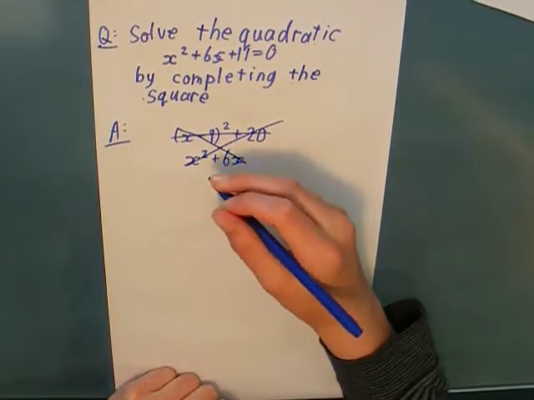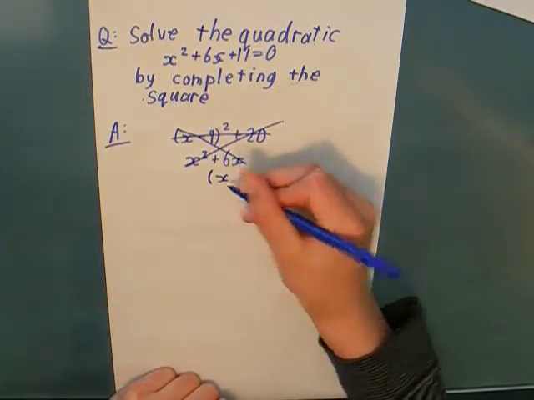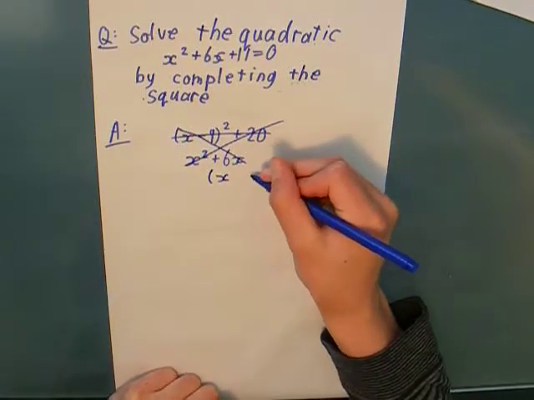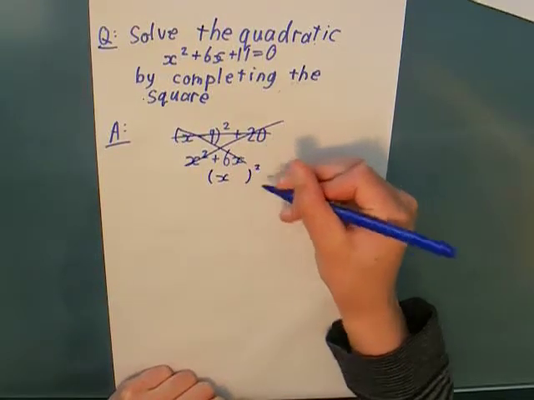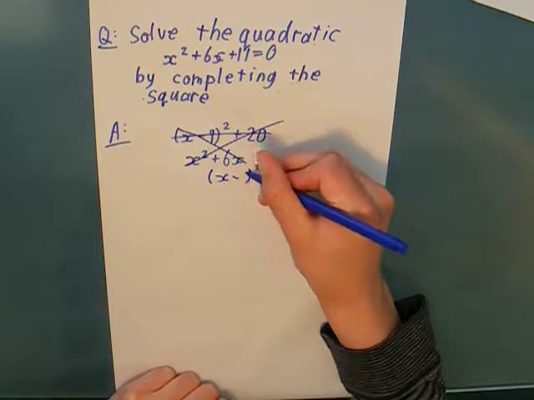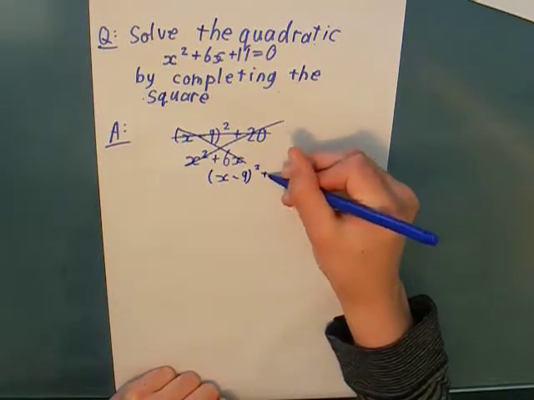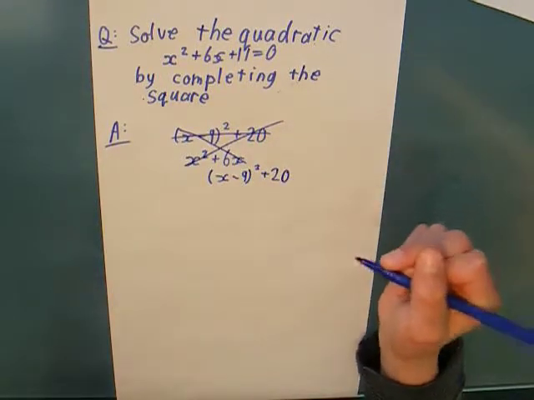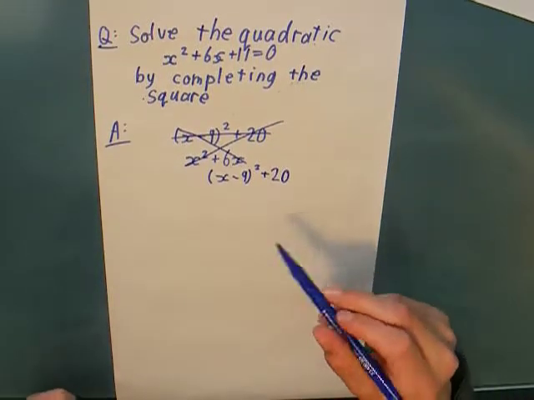In the form of x plus or minus a number squared plus or minus another number, like x minus 9 squared plus 20, for example.